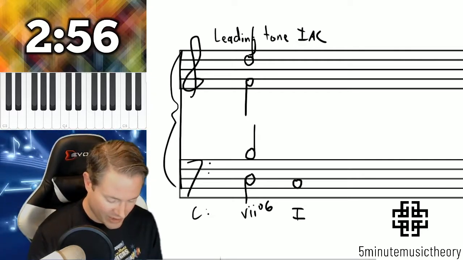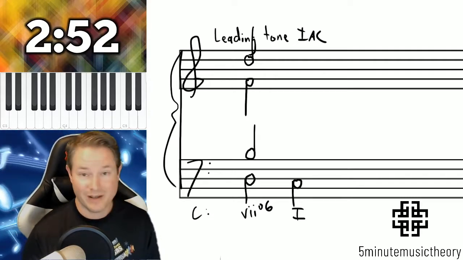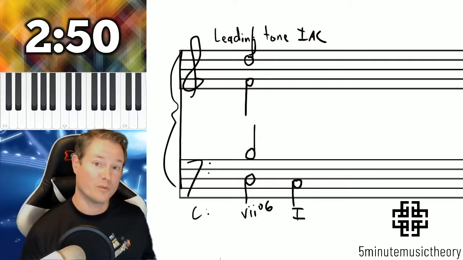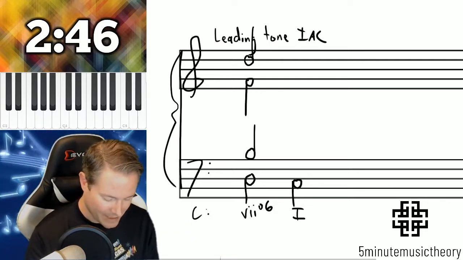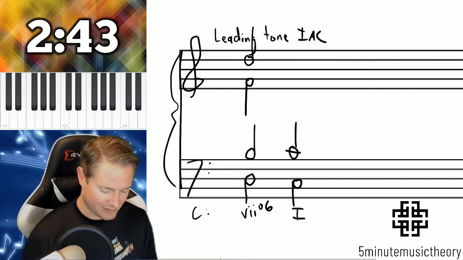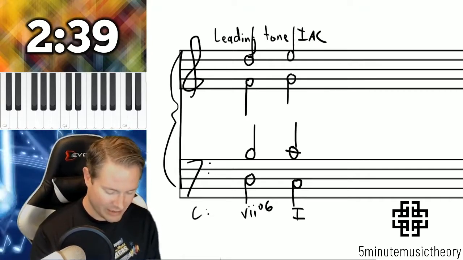The next chord is going to be a tonic. It could be a tonic in root position or inverted. It would still be a leading tone IAC because whenever there's a leading tone involved, it's always going to be considered a leading tone IAC. I'm going to try to resolve that B to the C there because that is our leading tone.